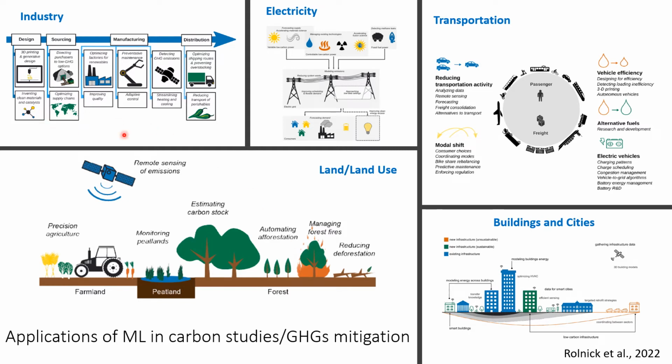In the industrial sector, machine learning could be used to reduce greenhouse gas emissions from design to sourcing to manufacturing and to product distribution through, for example, helping 3D printing, optimizing the supply chain, adaptive control, detecting greenhouse gas emissions, optimizing shipping routes, and preventing overstocking of products, etc. Machine learning is also used in helping us to reduce transportation activities through analyzing and understanding transportation patterns and drivers, through forecasting, remote sensing, detecting loading inefficiency, automating vehicles, and also through understanding charging patterns and congestion management, etc. I'm sure you could find more examples in different areas where machine learning plays an important role.